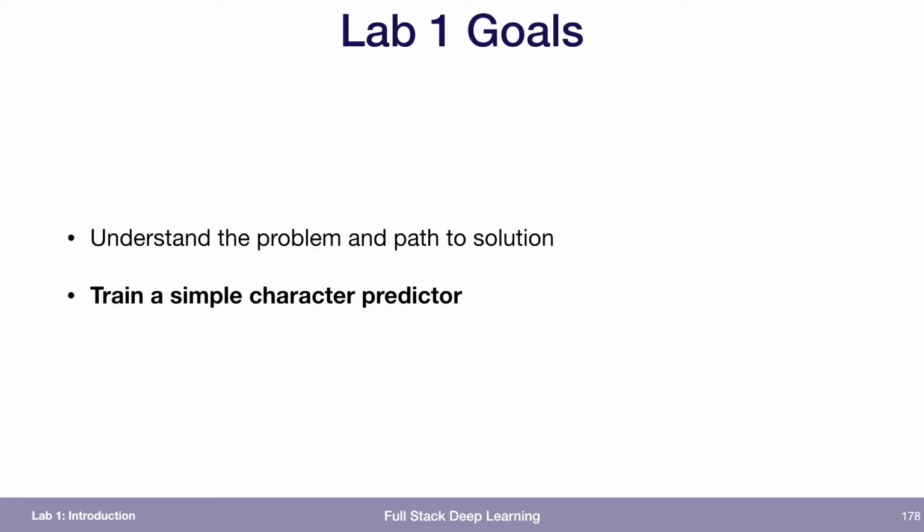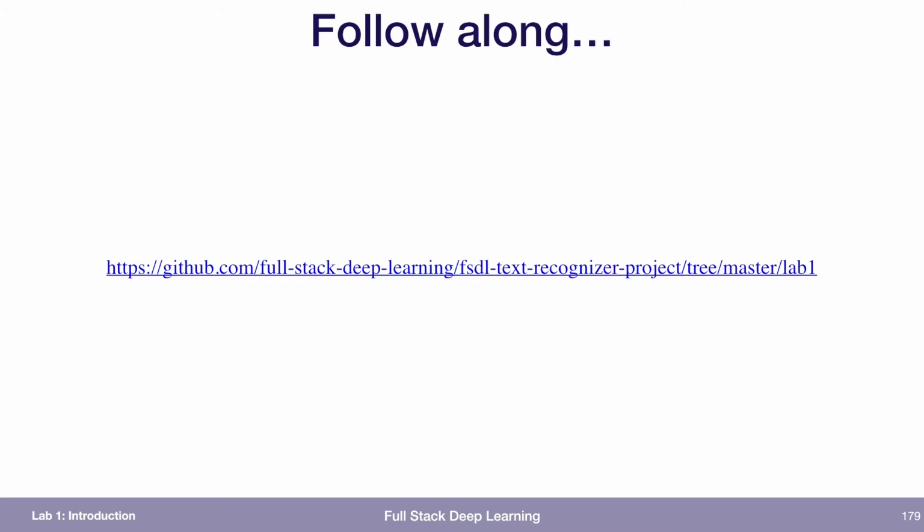All right, so now we'll move on to training a simple character prediction model. Instead of starting with the entire problem, which is taking a picture of a page full of text and then outputting the transcription of that text into characters, we'll start with the simplest possible version of that, which is predicting a single character based on handwriting. If you want to follow along, this is the place where you can go and look at the code as we go through it.